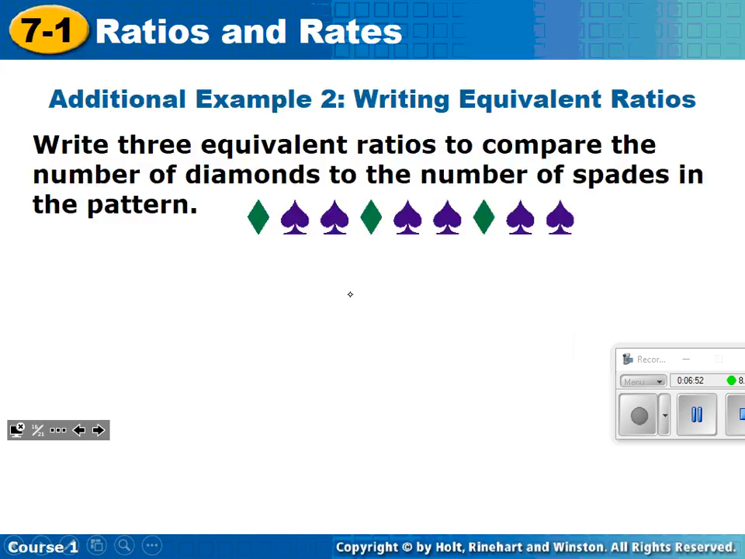Write 3 equivalent ratios to compare the number of diamonds to the number of spades. Okay? Well, the number of diamonds. How many diamonds do I have? 3 diamonds to how many spades do I have? 6. Okay? So, an equivalent ratio could be this. Right? 1 to 2.